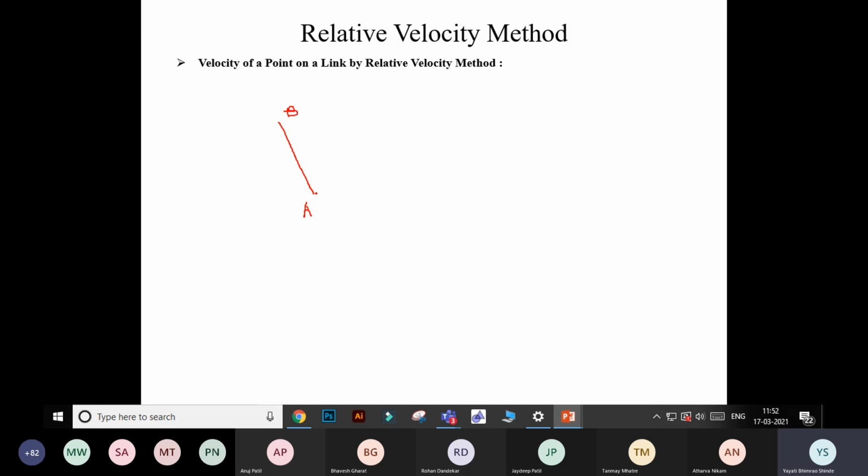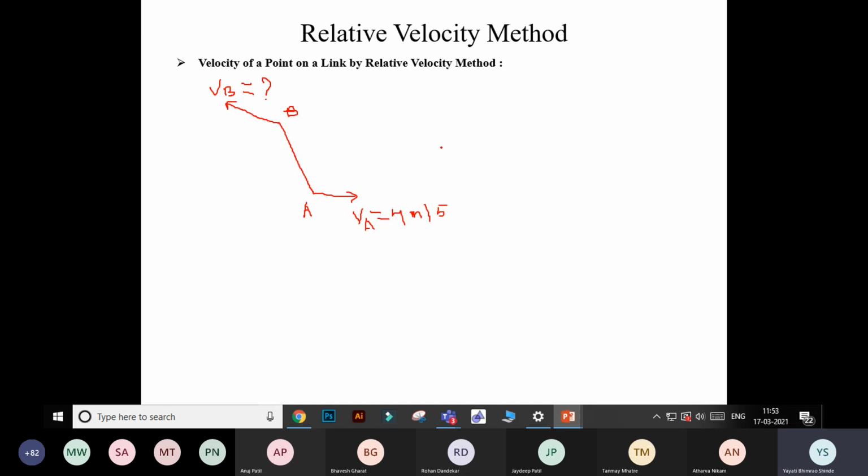Now the velocity of A is given here in magnitude and direction. Velocity of A is equal to 4 meters per second. Velocity of B is given in direction only. We have to find out the magnitude of velocity B.